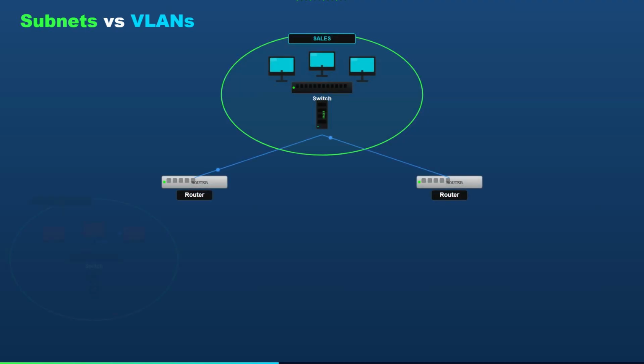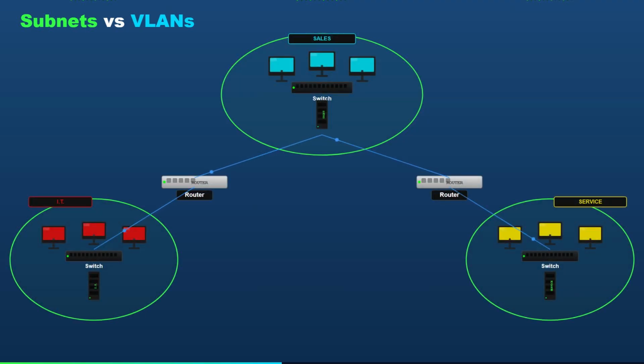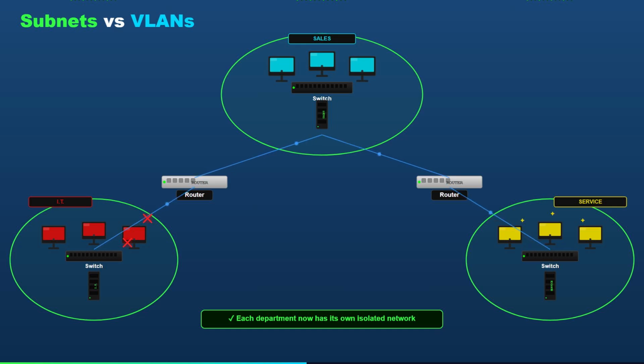Subnets per department. Since there are 3 departments, the administrator can break down this network into 3 subnets using routers so that each department has their own network. Now the network traffic from the different departments stays within their own network. Each department can only see their own computers and servers. They are not able to see the devices in the other departments.